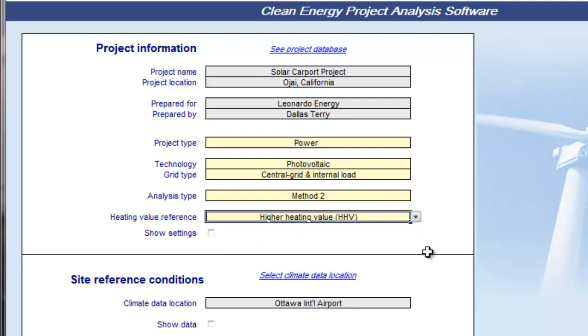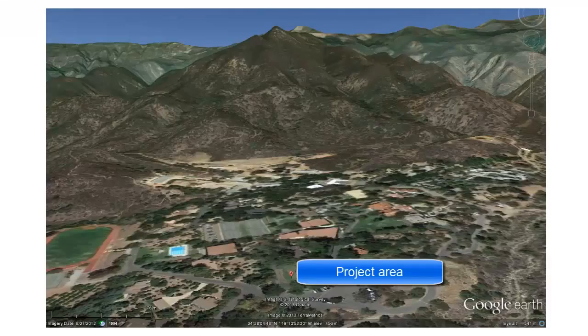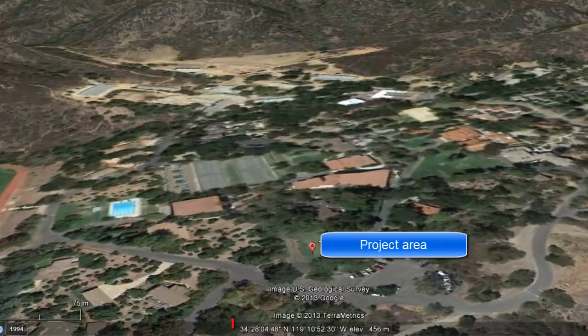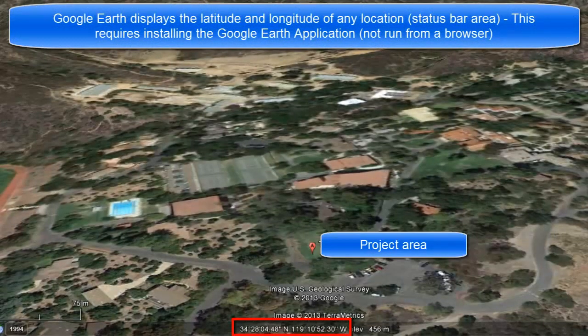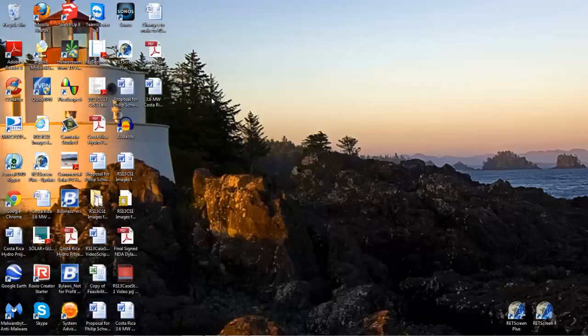In order to pick the most appropriate location, let's look at a map of the campus at Thatcher School. Referring to the Google Earth map shown here, we can see that the project site is located in Ojai, California, at a latitude of 34.46 degrees north and a longitude of negative 119.18 degrees east.